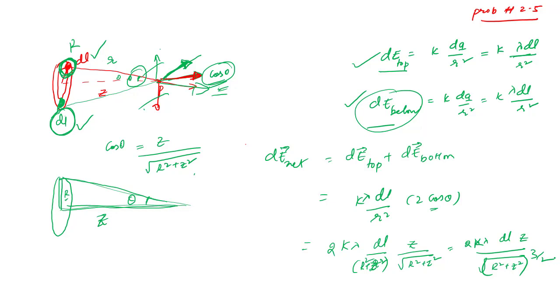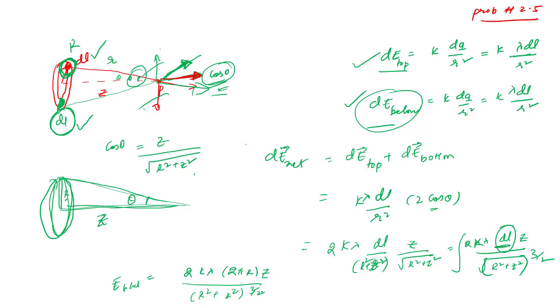So now if I integrate this over the circular loop, I essentially get the dl to be the circumference. So E total would be 2k lambda. If you go around the loop and calculate dl, you get a 2 pi r times z divided by r square plus z square whole to the power 3 by 2. And it is pointing along this direction, the z direction. So that is how we can calculate for a ring.